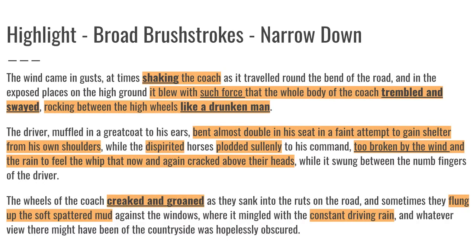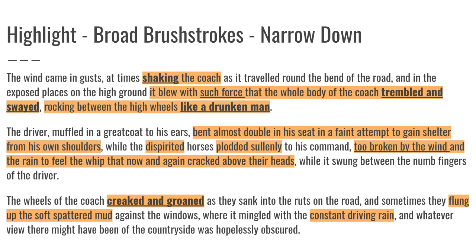I've gone for, and you can see I've then started to look at what I've got, and I've gone for groups. So I've got shaking, I've got trembled and swayed, and I like that similarly like a drunken man. And then I've got creaked and groaned at the end, because I think the cumulative effect of all of those verbs together just shows how powerful the wind is. And also then I've got a range.